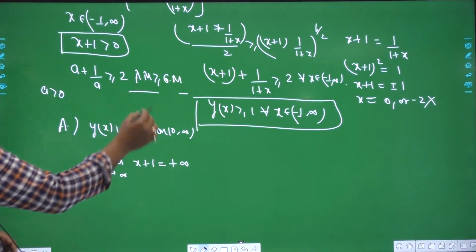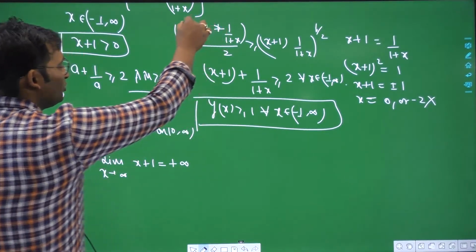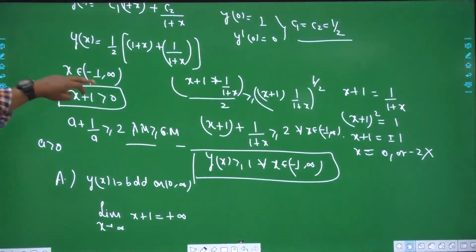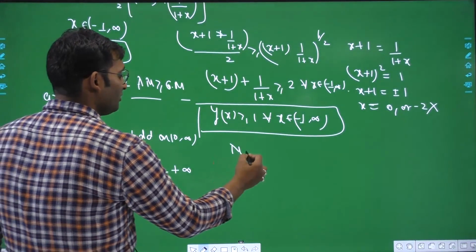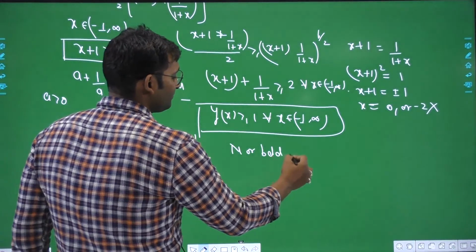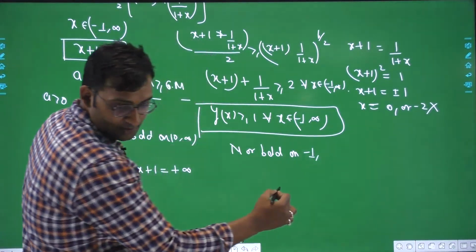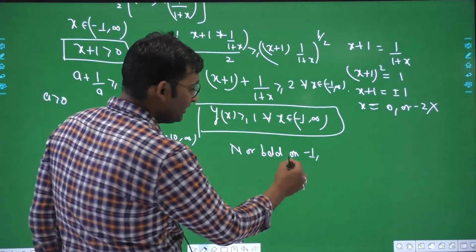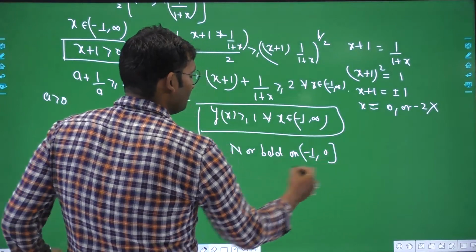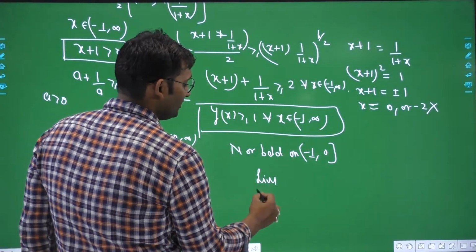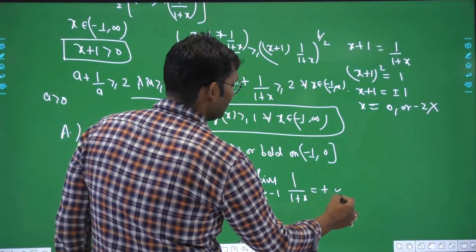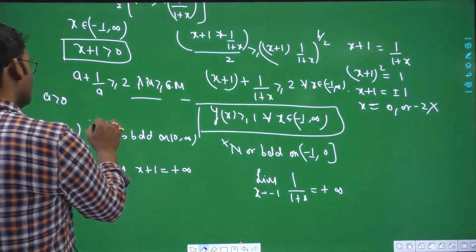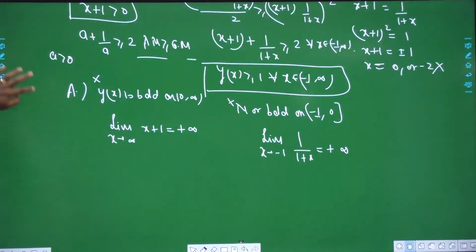So therefore there is one component, that is x plus 1 blows away. So therefore y(x) is not bounded on 0 comma infinity, nor is it bounded on -1 comma 0. Why is it not bounded on -1 comma 0? Because limit x tends to -1, 1 upon 1 plus x goes towards plus infinity. So neither this is the answer nor this is the answer.